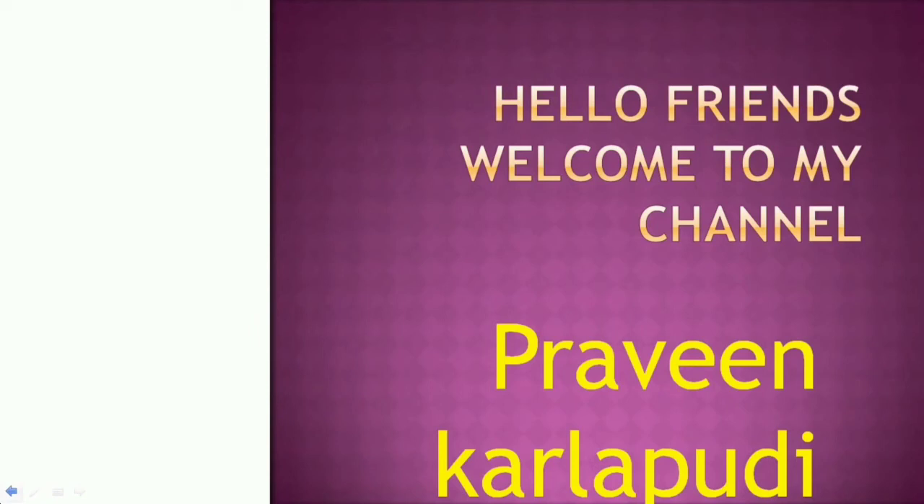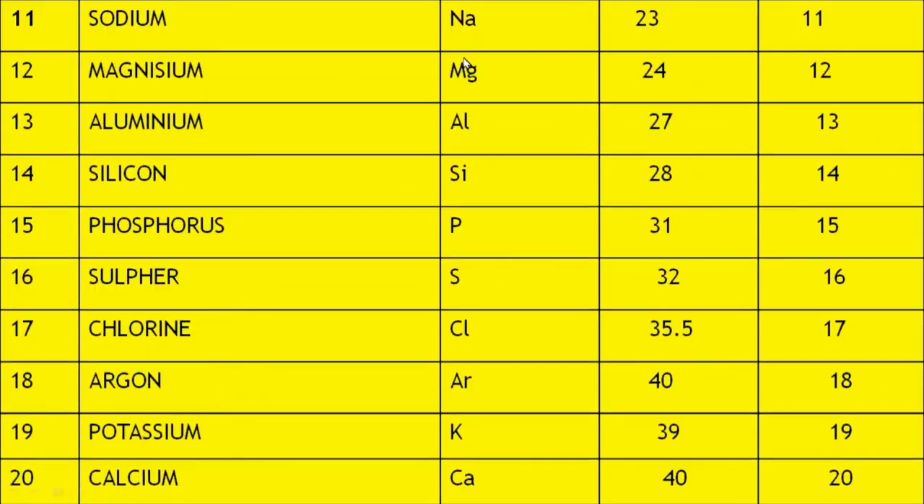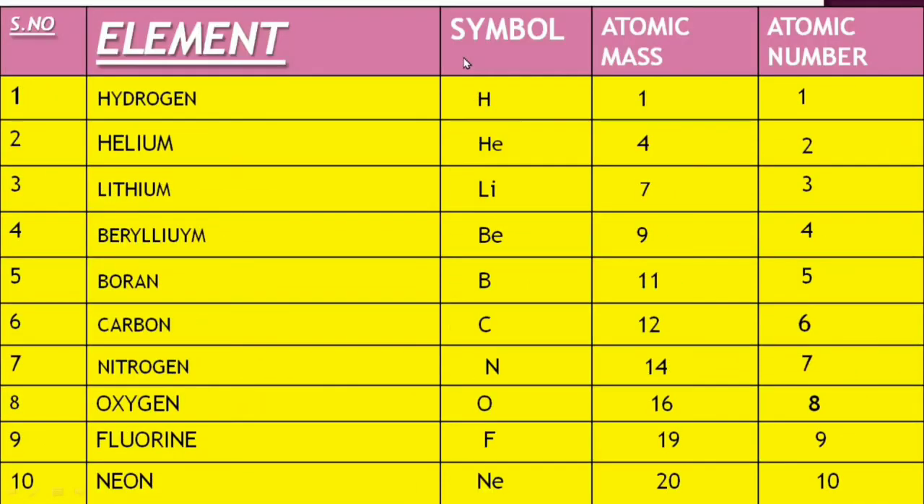In today's session, we are going to learn elements from 1 to 30, all the elements. All the elements we are going to learn with symbols, atomic mass, and also atomic number. We will learn each element and its symbol, its atomic mass, and its atomic number also.